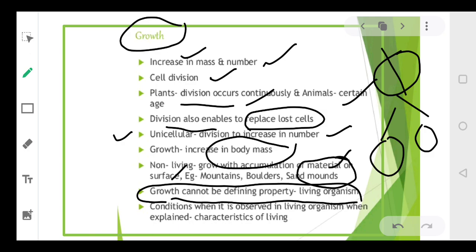Just now I've talked about mountains. They are also showing an increase in the amount of material, isn't it? So it cannot be a separate criterion like this, right, students? Now, when we are talking about living organisms, the growth occurs from the inside. It is a defining property in living organisms, but it is not the sole criterion on which we can say that organisms are living or non-living. Okay, dear students?